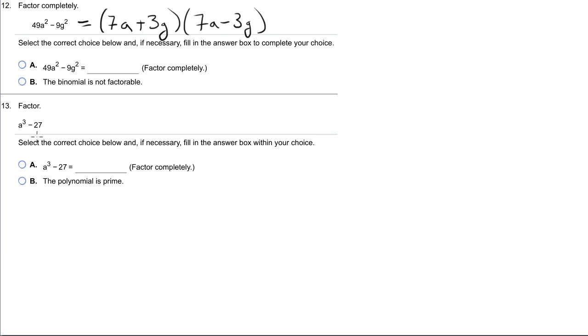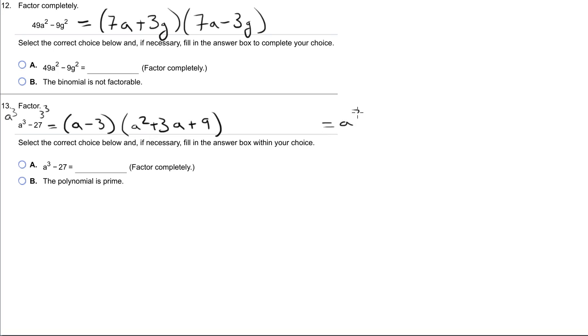This one is harder. This is not a difference of squares, but a difference of cubes. I take the cube root of a cubed, a. I subtract from it the cube root of 27, which is 3. A cubed, 3 cubed. Now, a cubed divided by a is a squared. Negative 27 divided by a negative 3 is a positive 9. What goes in the middle? Negative 3 times a. Well, positive 3 times a. And I know it's positive because these signs need to be opposite so that I can get some cancellation.